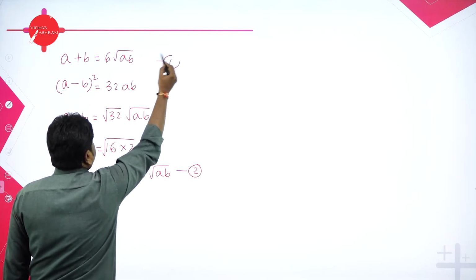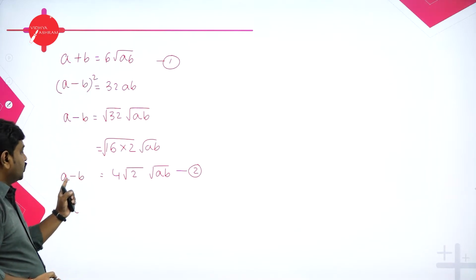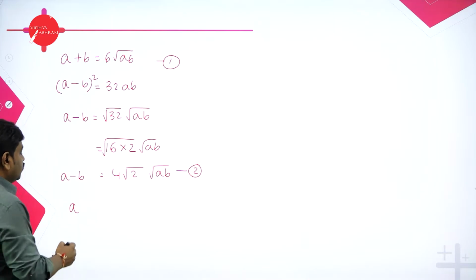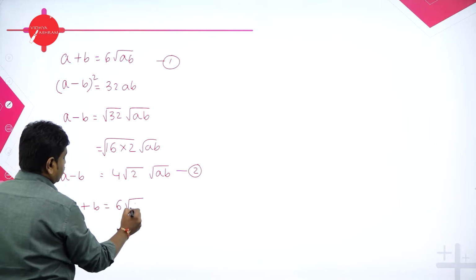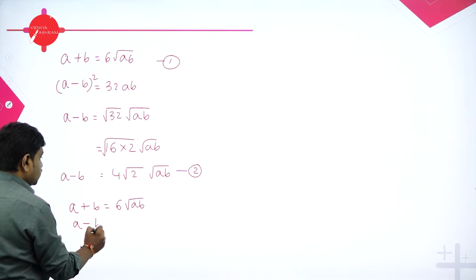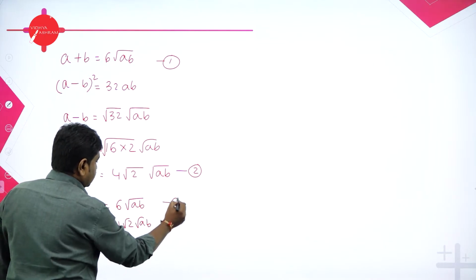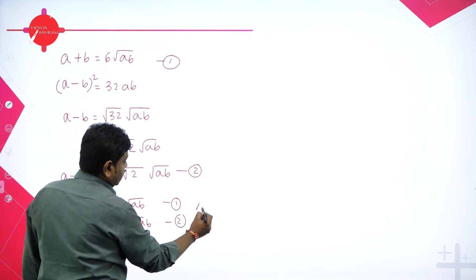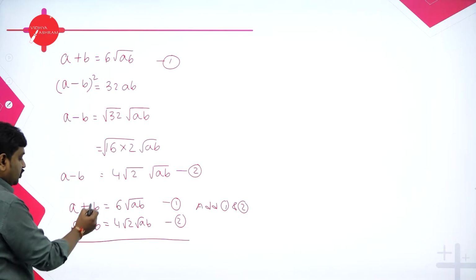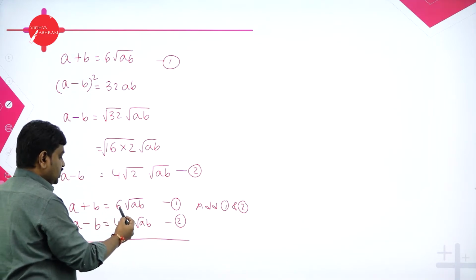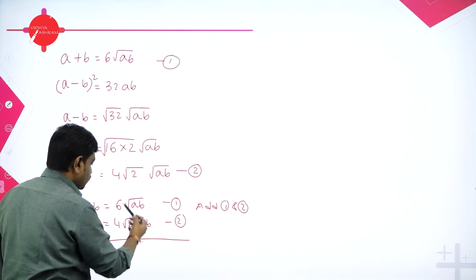Now equation 1 and equation 2 you can solve. Equation 1: A plus B is 6 root AB. Equation 2: A minus B is 4 root 2 root AB. Now we'll add 1 and 2.